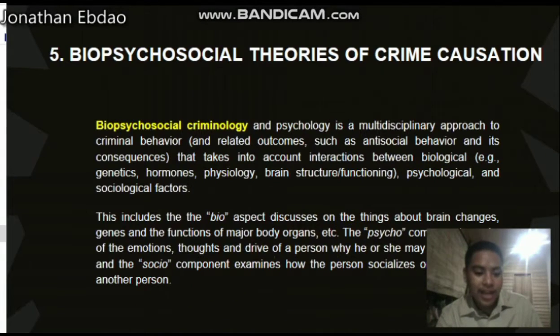This includes the bio aspect, which discusses things about brain changes, genes, and functions of major body organs, etc. The psycho component speaks of the emotion and drive that explain why a person may resort to crime, and the socio component examines how a person socializes or interacts with another person.